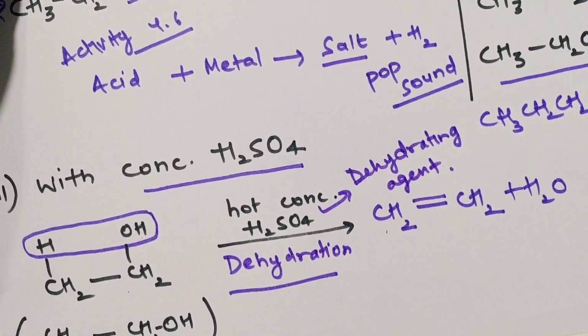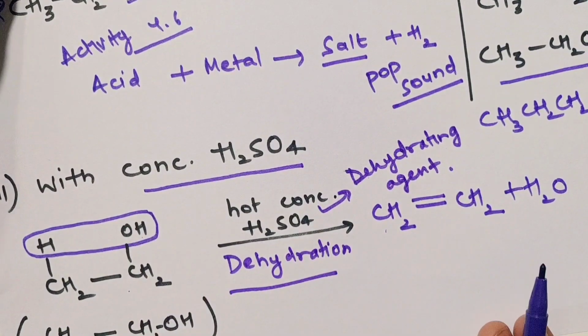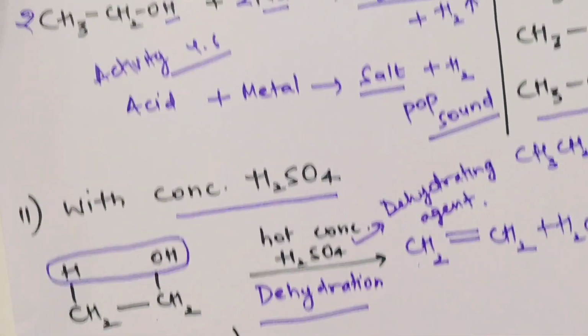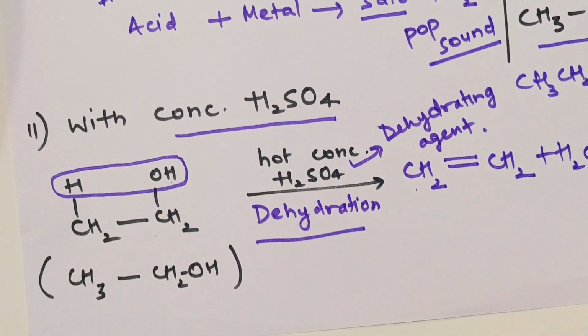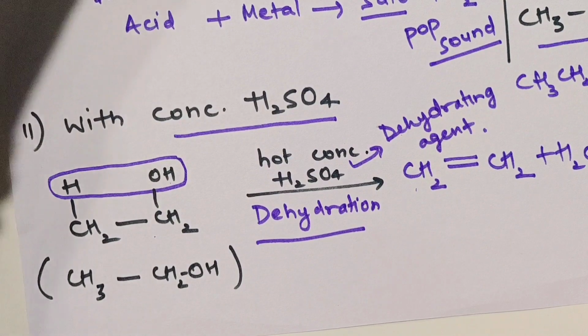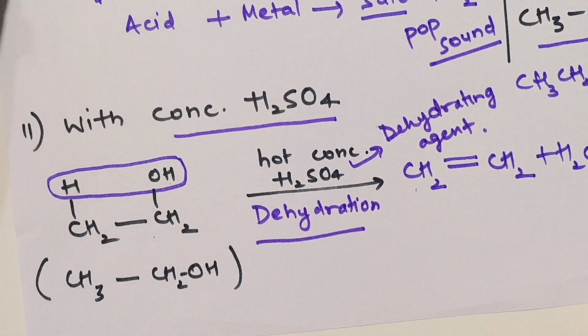Okay, so that's all about reactions of alcohol. We have done the reaction of alcohol with sodium metal and the reaction of alcohol with concentrated sulfuric acid. Next we talk about dehydrogenation. Next we will talk about esterification.